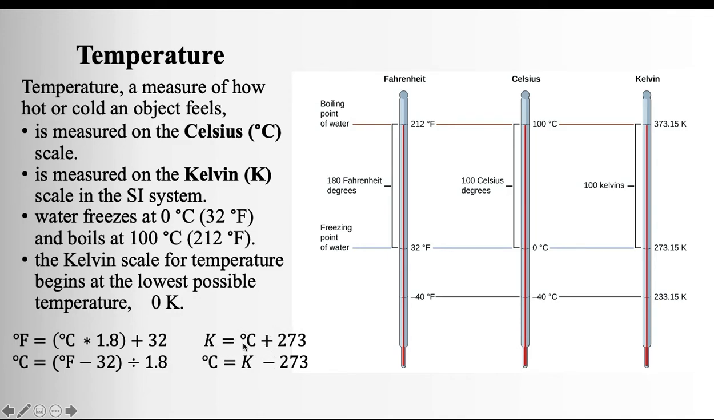So if I'm converting from Celsius to Kelvin, all I have to do is add 273 to Celsius. To convert from Kelvin to Celsius, all I have to do is subtract 273. So if I had 500 Kelvin and wanted to convert it to Celsius, I would do 500 minus 273 to get to Celsius. This is a little easier than Fahrenheit to Celsius and Celsius to Fahrenheit, but practice both just so that you are familiar with how to convert from one scale to the next.